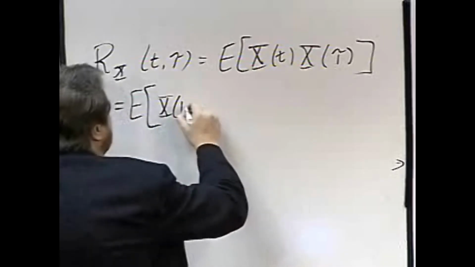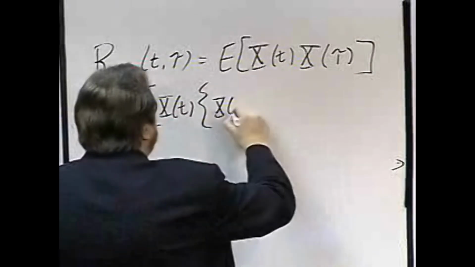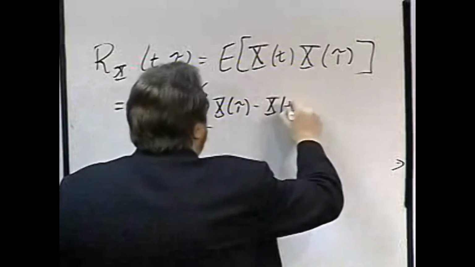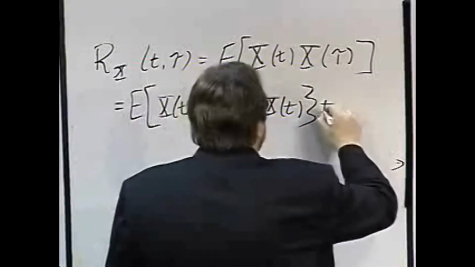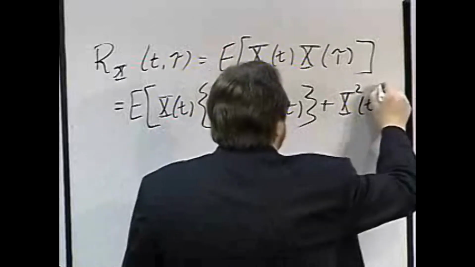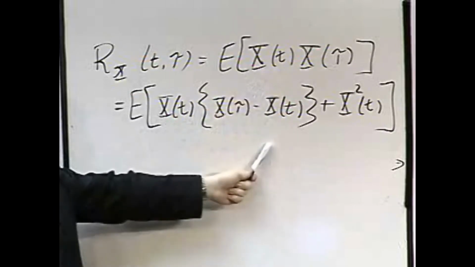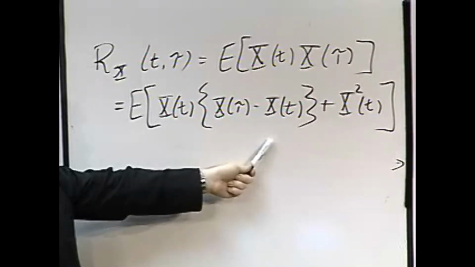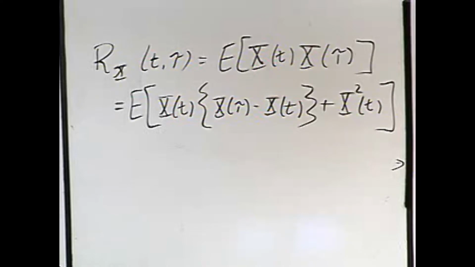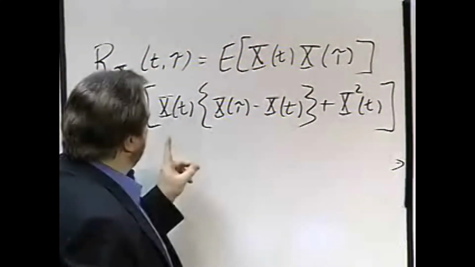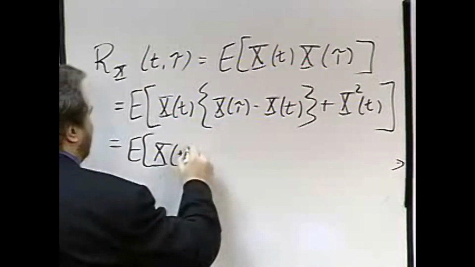This is the expected value of x of t times x of tau minus x of t, plus x squared of t. Now you agree with that. You agree that this becomes this if we just do the algebra, right? But the ingenuity of doing this is twofold. First of all, we have a plus here, and we can take out this second expected value.